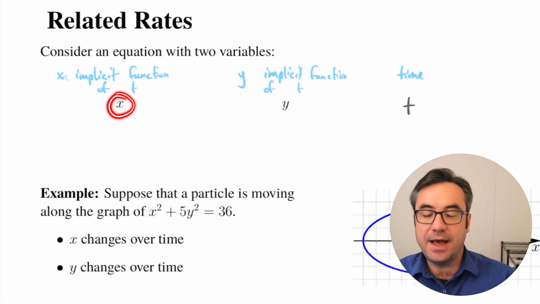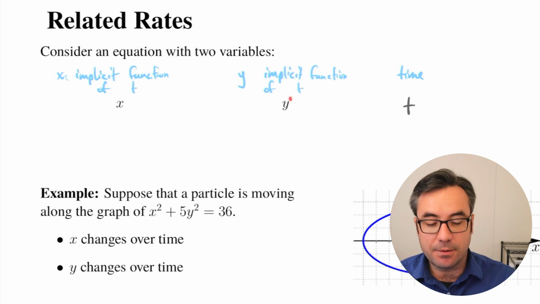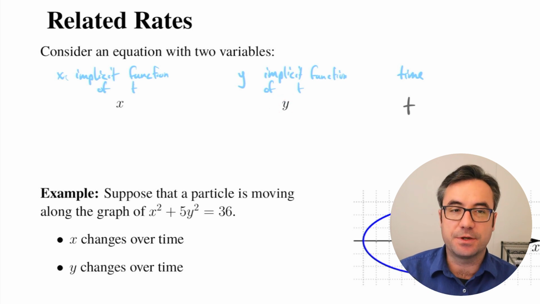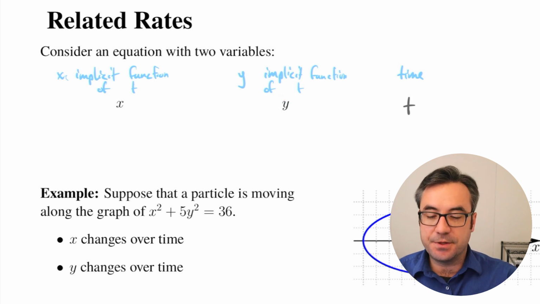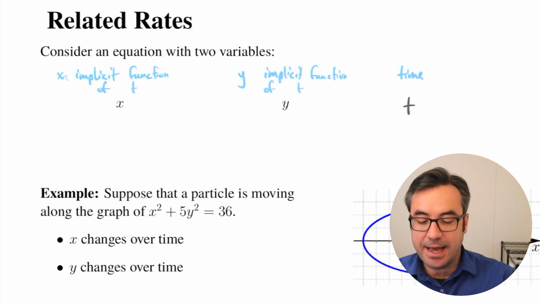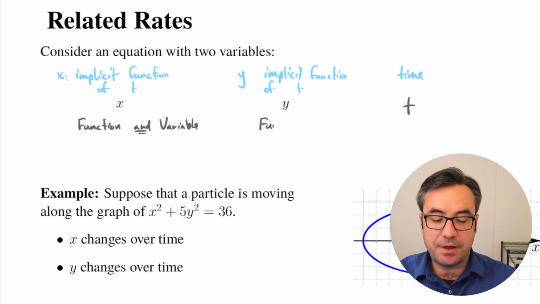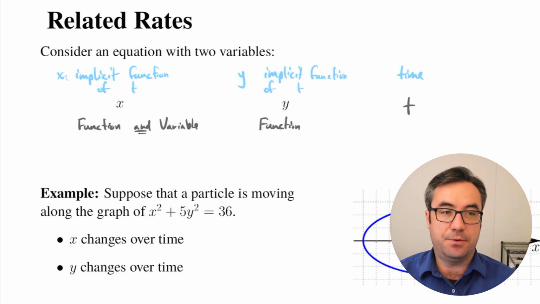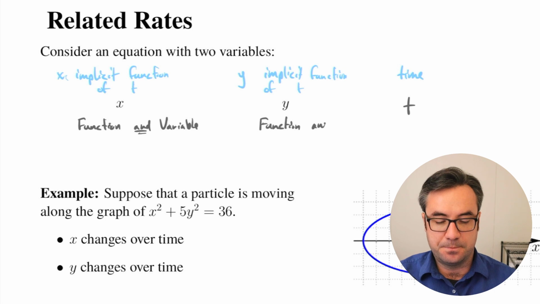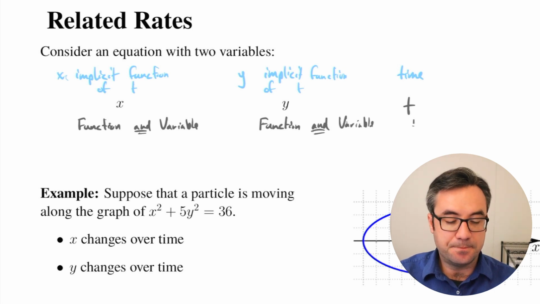We're going to think of x as changing over time, and we're going to think of y as changing over time. So really what this means is we're going to be treating x as both a function and a variable in our equations. And same thing for y. We're going to be treating y as both a function and a variable. And t is just going to be a regular variable.